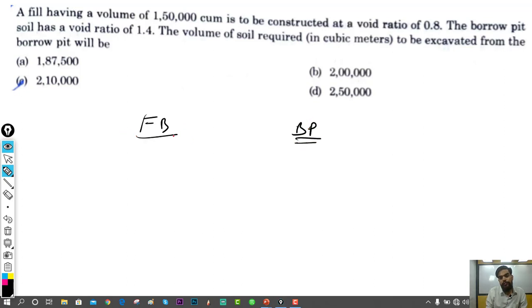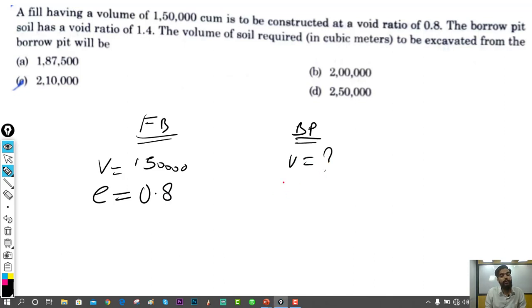So we know the volume of the soil at the fill is 1,50,000 and the void ratio of the soil at the fill is 0.8. The volume of soil at the borrow pit we don't know, but we know the void ratio of the soil at the borrow pit, which is 1.4.